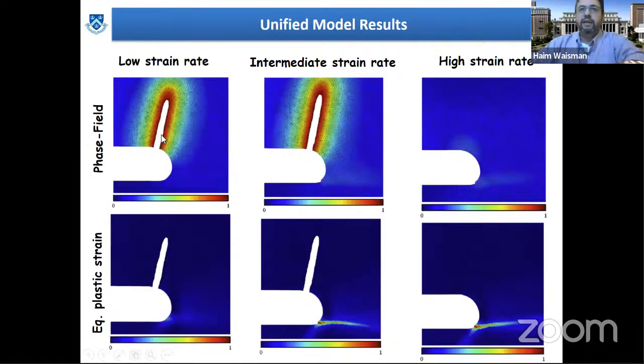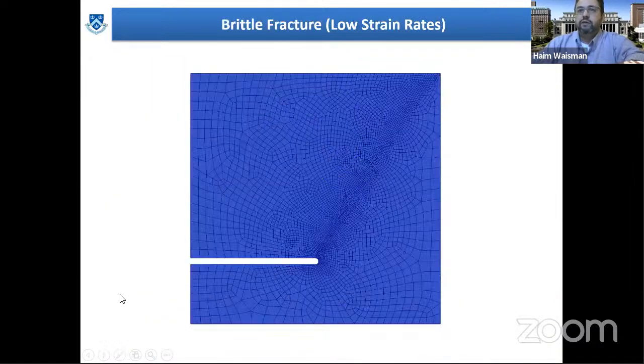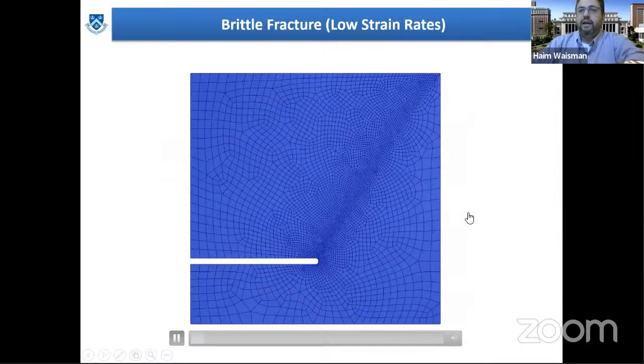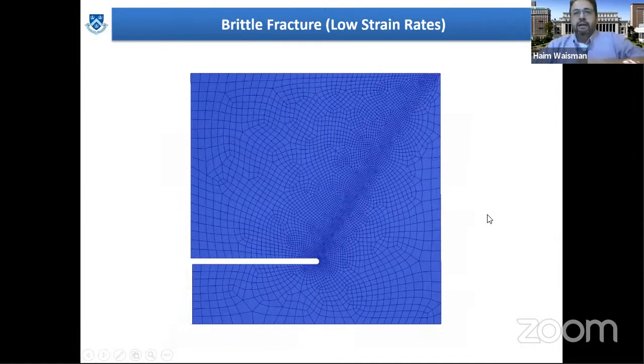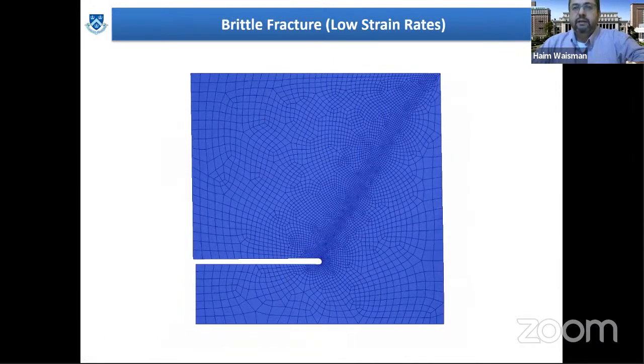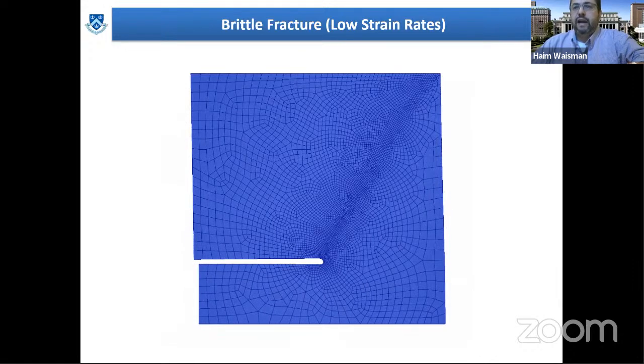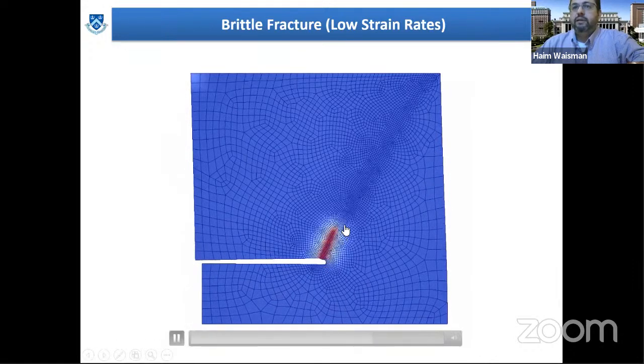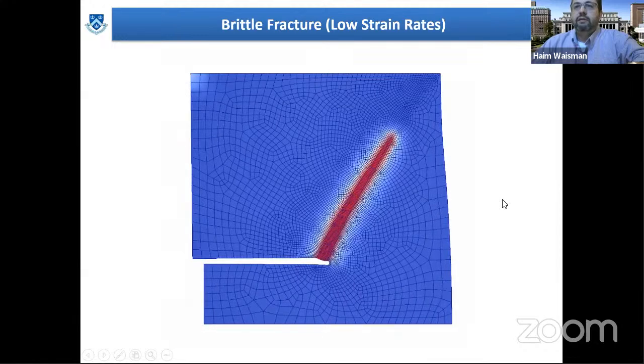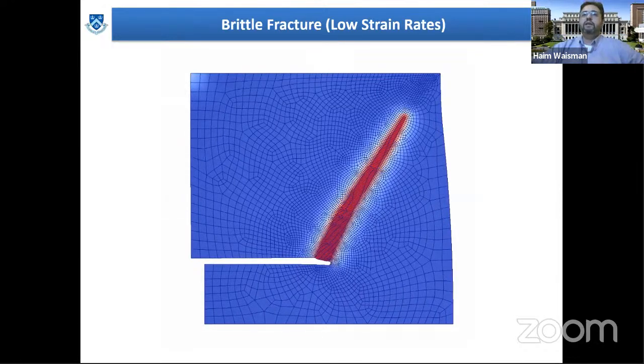This is just a summary of the different strain rates. So this is low strain rate, intermediate, and high strain rate. You see the meshes here, and you see the behavior in terms of phase field and plasticity. And here I have just an illustration of the first case of brittle fracture. If I run that example and impact this plate, you see fracture initiated at the tip and just propagated through the plate to create this brittle fracture.